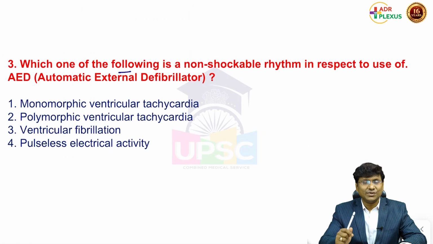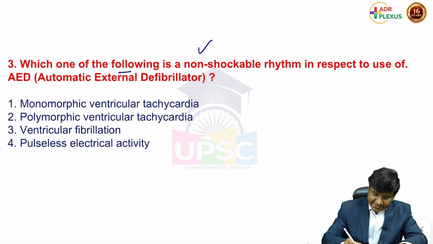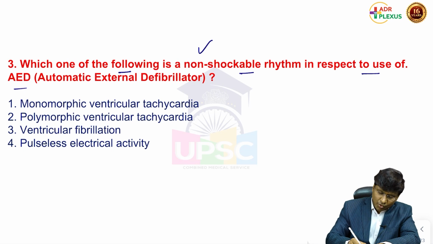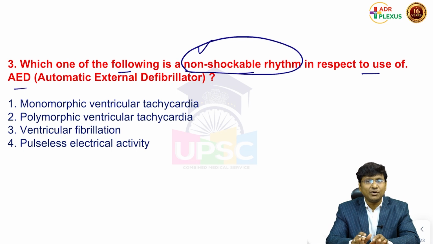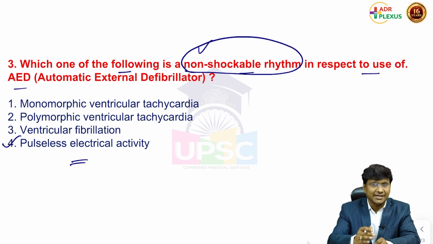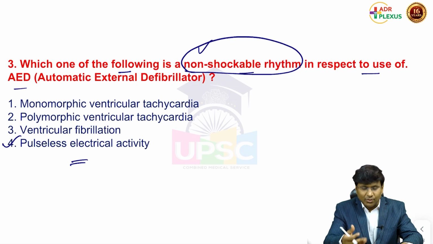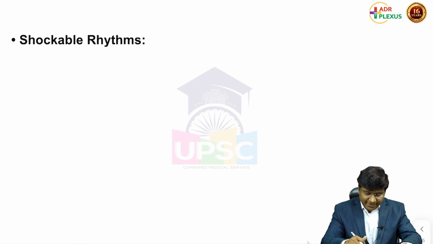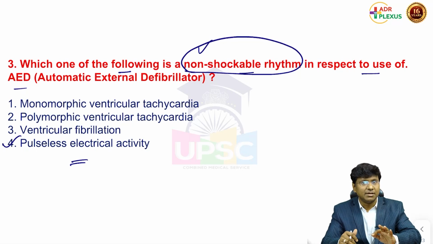Then the next question is, which one of the following is a non-shockable rhythm in respect to the use of the automatic external defibrillator? The options are monomorphic ventricular tachycardia, polymorphic ventricular tachycardia, ventricular fibrillation, and pulseless electrical activity. What is the example of the non-shockable rhythm? Pulseless electrical activity is a non-shockable rhythm, right? The remaining options are all shockable rhythms, right?